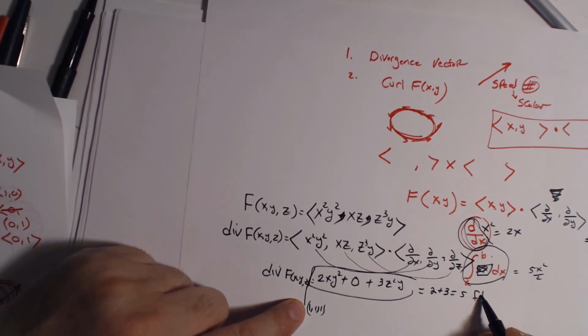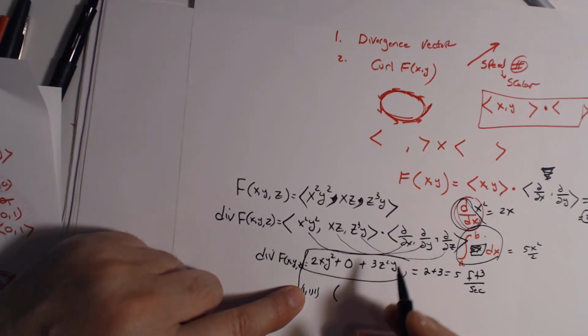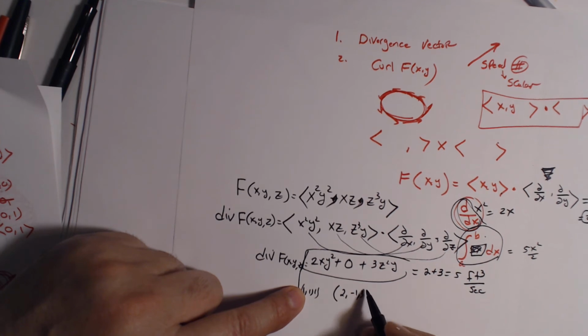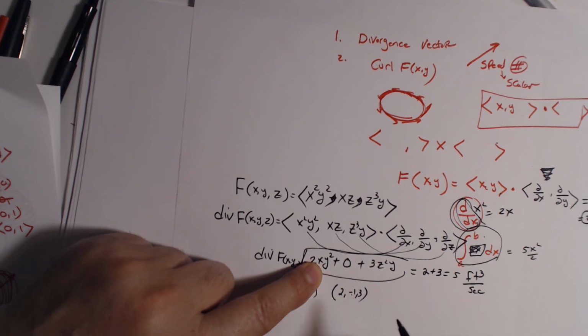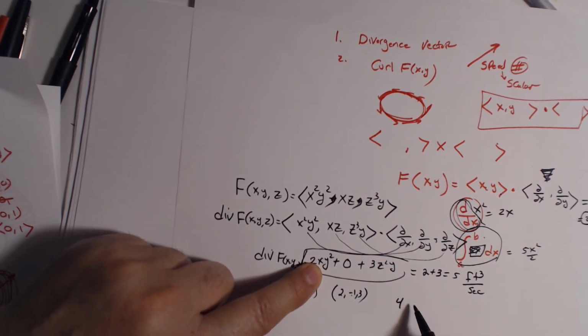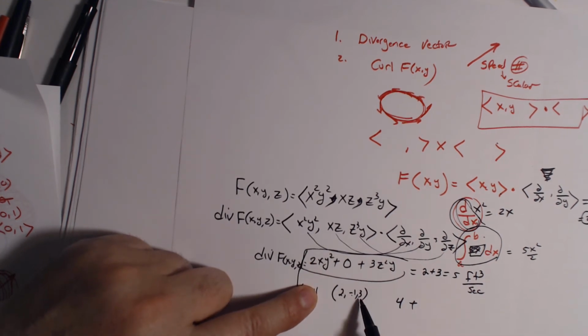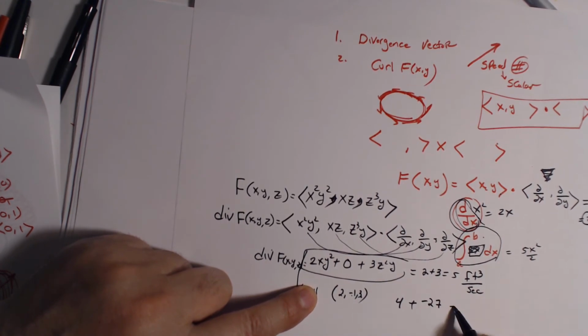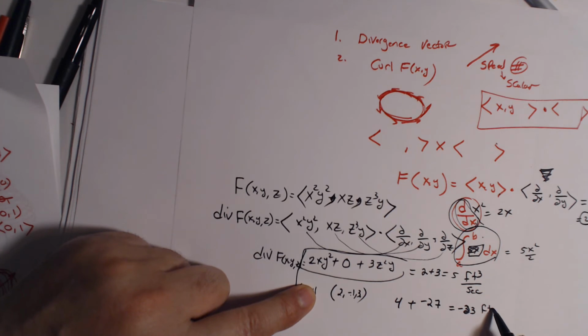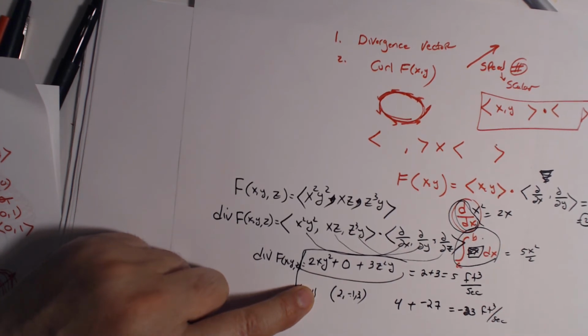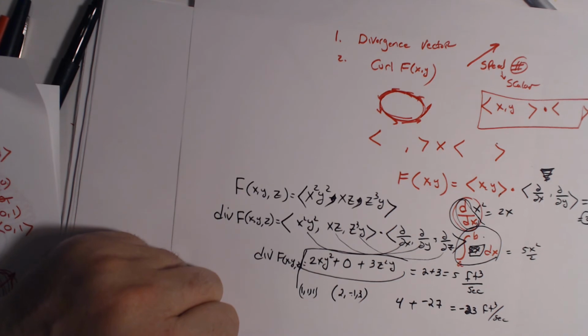Remember divergence is in feet cubed, volume per second. Somebody said, how about at the point 2, negative 1, and 3? 2 times 2 is 4. Negative 1 squared is 1, so you have a 4. 3 times 9 is 27, and 27 times negative 1 is negative 27. Therefore, your speed is reduced by 23 feet cubed per second. So your divergence could be positive and it could be negative.